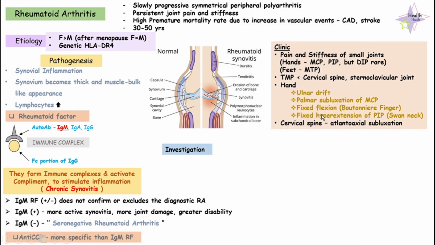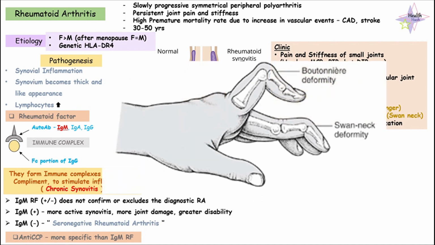And also there are two main specific signs as well, which are boutonniere finger and swan neck sign. Boutonniere means there is a fixed flexion and swan neck means there is a fixed hyperextension of the proximal interphalangeal joint. So in this picture we can see boutonniere deformity and swan neck deformity.